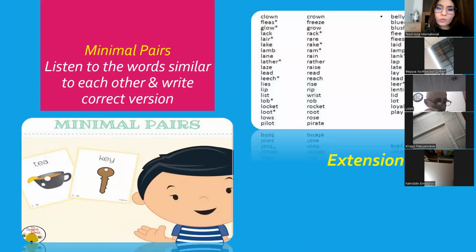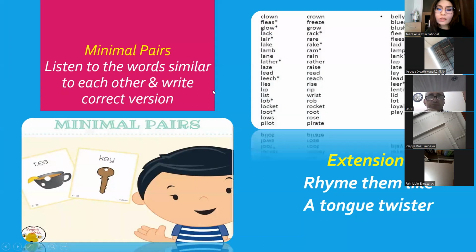I introduced what the minimal pairs are, and you can make an activity using minimal pairs as well. You ask your students to listen to the words that are similar to each other, and they write the correct version. You introduce, first of all, the minimal pairs beforehand, and then you read or you use a ready-made recording, and your students should write whatever word they hear with the right pronunciation, with the right spelling. And as an extension, you can use rhymes and tongue twisters as well.